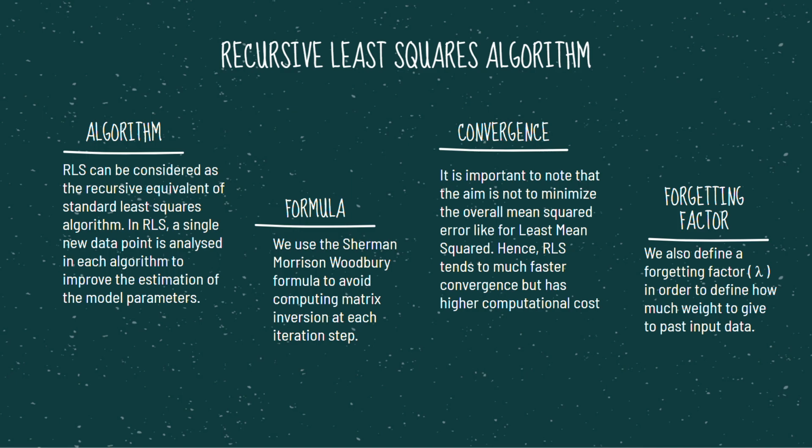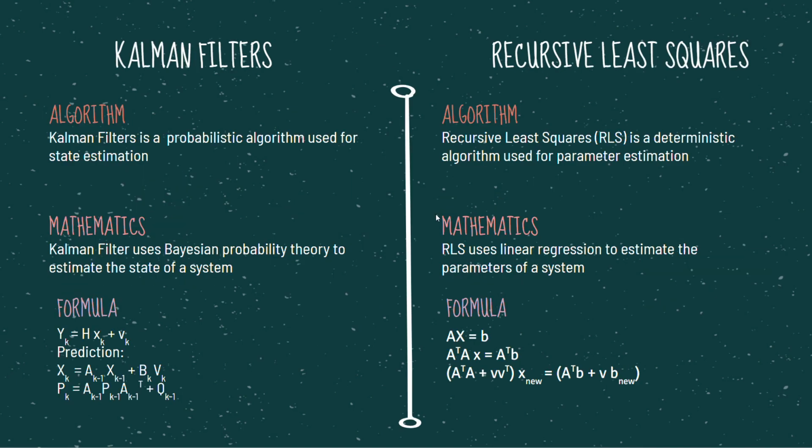It is important to note that the aim is not to minimize the overall mean squared error like for least mean squares. Hence, recursive least squares tends to much faster convergence but has a higher computation cost. We also define a forgetting factor lambda in order to define how much weight to give to the past input data. Let's have a look at the comparison between Kalman filters and recursive least squares algorithm.